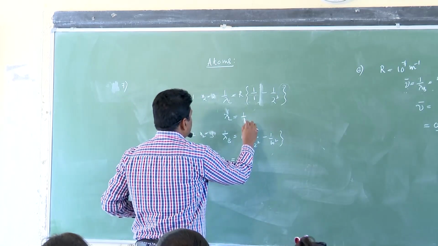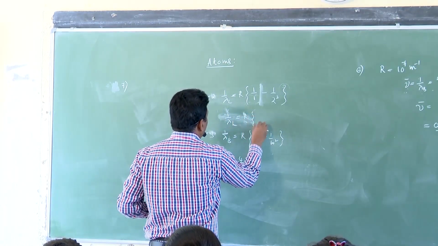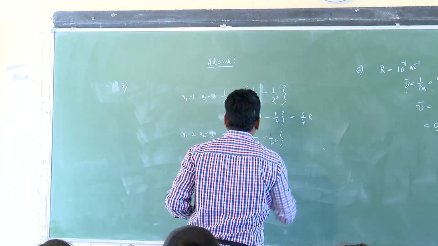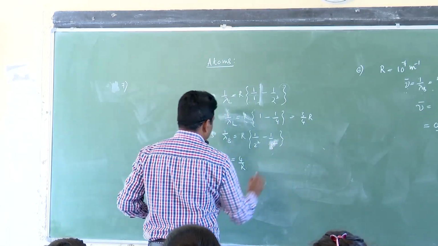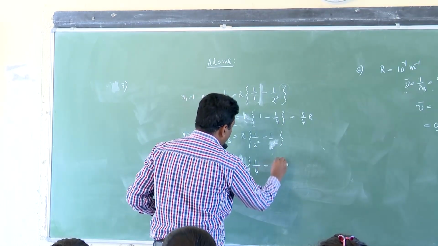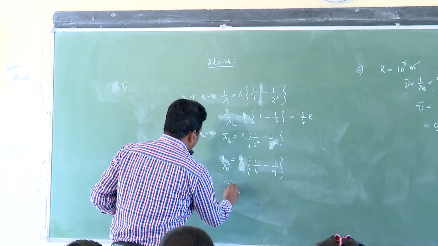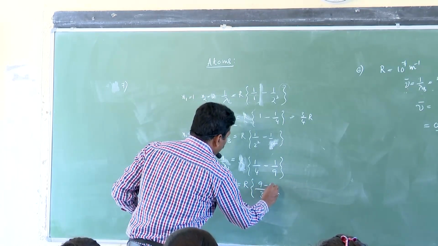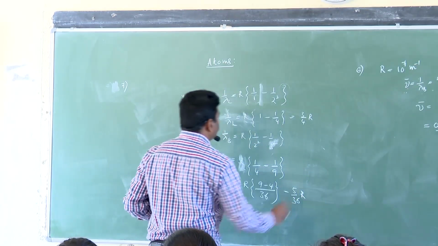So therefore this becomes 1 by lambda L is equal to R into 1 minus 1 by 4, which is 3 by 4 R. Correct? And here it is 1 by 3 squared. So this will be R into 1 by 4 minus 1 by 9, right? So this will be 1 by lambda B, which is R into 9 minus 4 by 36, which is 5 by 36 R.